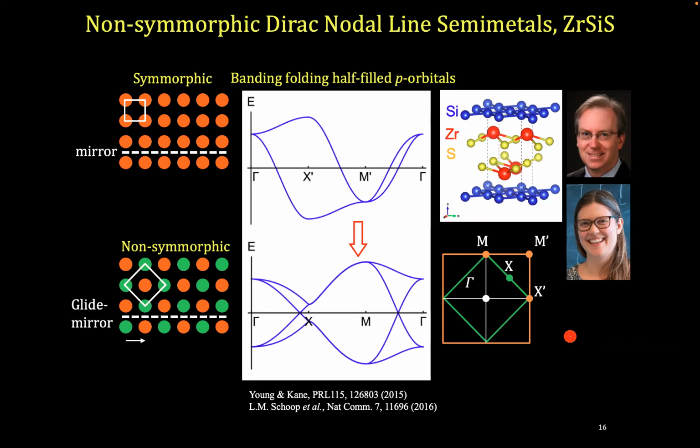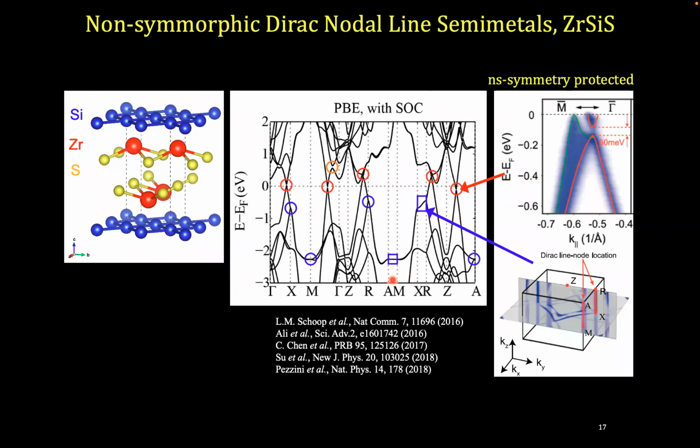The most famous example is this so-called zirconium silicon sulfide by Leslie Schoop, who is now in Princeton. This is the band structure of this system. Around the Fermi level, there are already a lot of Dirac cones, but these are protected by the mirror symmetry. So if you consider spin orbit coupling, they will open up a tiny gap at very low temperature. And the real symmetry protected crossing is this blue one, sitting at the zone boundary here.